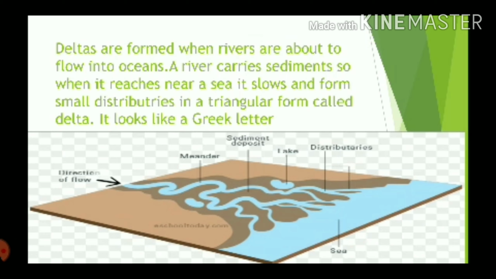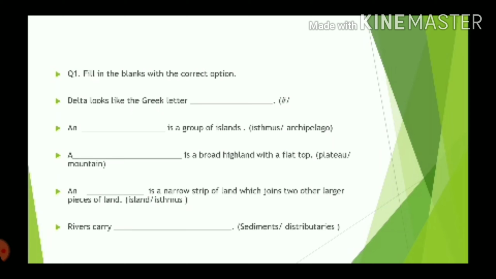Next physical feature of the earth are deltas. Deltas are formed when rivers are about to reach the oceans or the seas. The rivers carry the sediments. So when they reach the sea or an ocean, they slow down. And you can see in the picture that they form small distributaries in a triangular form called a delta. It looks like a Greek letter.